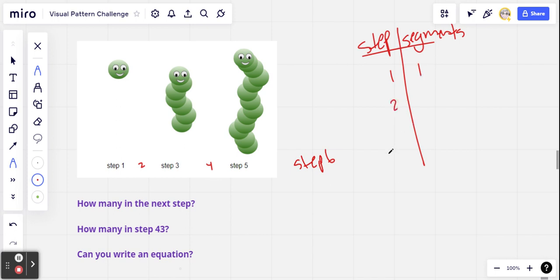I'm going to leave a blank for 2. In step 3, what have we got? 1, 2, 3, 4, 5, 6, 7. Yeah, I think so. So 3 is 7. 4, I'm going to leave a blank. And in step 5, we've got 1, 2, 3, 4, 5, 6, 7, 8, 9, 10, 11, 12, 13. So 13 in step 5. So the difference between 1 and 7 is 6. And the difference between 7 and 13 is 6. That's the same. So it looks like it's growing at a steady rate.